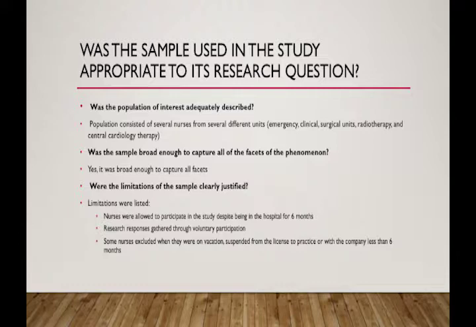Were the limitations of the sample clearly justified? Yes. Were the limitations of the study or the sample clearly justified? Yes. Nurses were included if they were in the research sector for at least 6 months from different shifts, morning, afternoon, and evening, and those who voluntarily accepted to participate. Nurses were excluded from the sample if they were either on vacation or removed by health license or at the company less than 6 months.